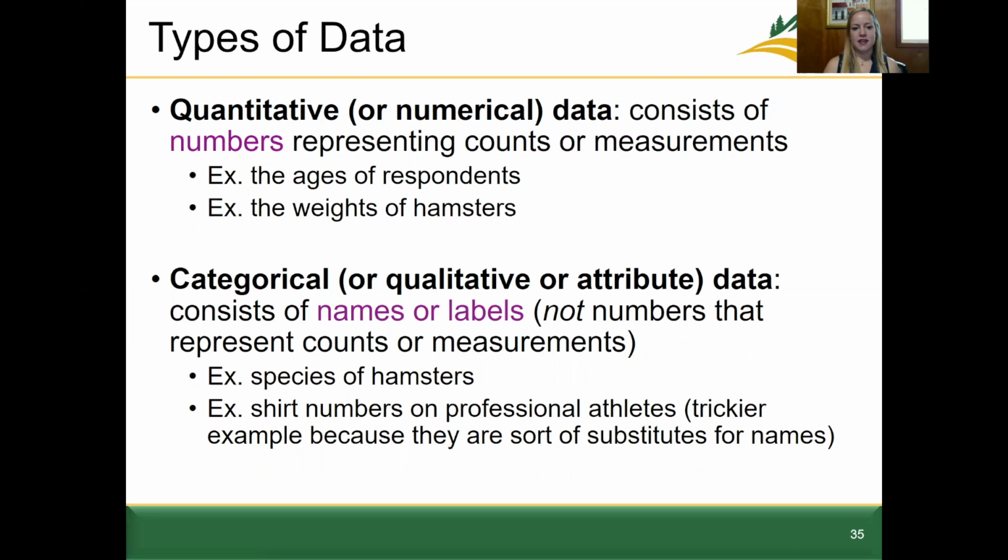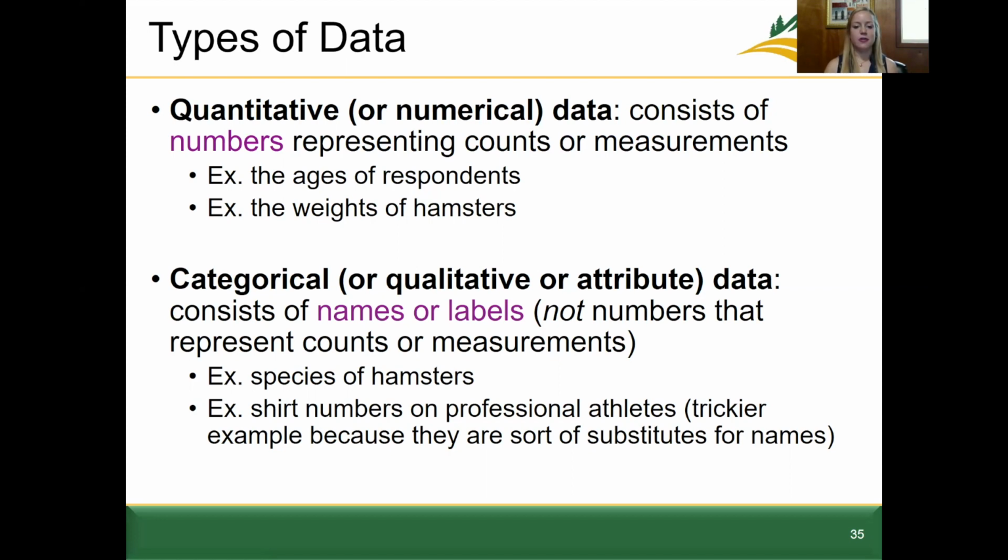Different types of data here. We have quantitative or categorical. Quantitative, so quantity is in that word, or numerical, consists of numbers representing counts or measurements. Examples of quantitative data are actual ages, so you have a number for each respondent, or the weights of hamsters. For some reason, you decide to weigh hamsters. That's numerical data because you have actual grams or pounds related to each of those hamsters. So it's quantitative or numerical data.